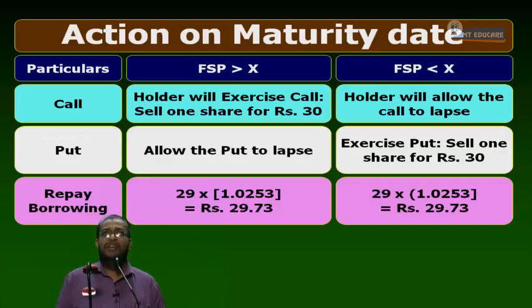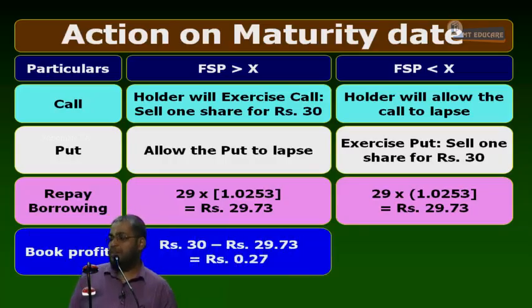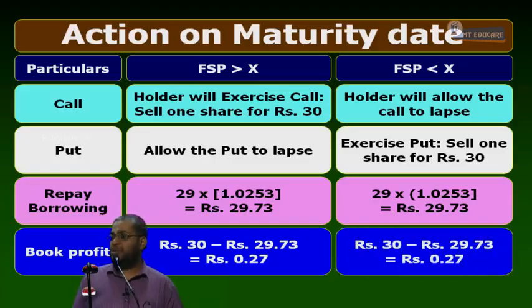Now, next. I have 30 in hand, repaid what? 29.73. The balance is what? Book profit. 30 in hand, 29.73 paid. What is the profit balance? 0.27. Book profit is 30 minus 29.73, which is 0.27. In the second case also, 30 minus 29.73 is 0.27. Book profit 0.27.